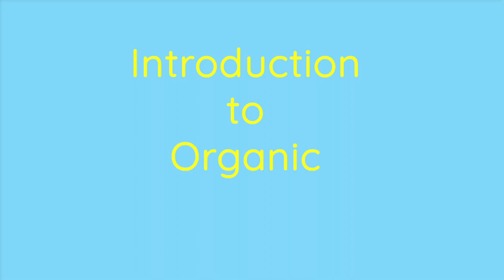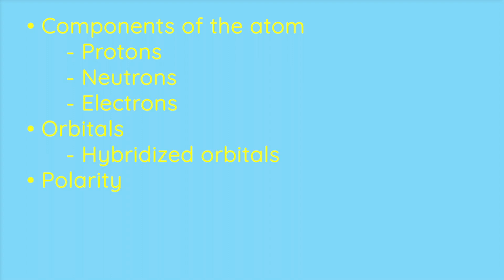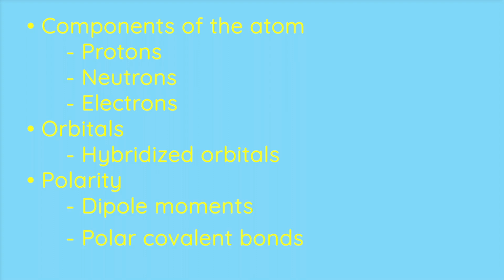To get started with organic chemistry, you'll want to review general chemistry concepts. Some useful concepts to review include the components of the atom, such as the protons, neutrons, electrons, orbitals, including hybridized orbitals, polarity, including dipole moments and polar covalent bonds, and the concepts of acidity like pH and pKa. You should be proficient at drawing and recognizing Lewis structures from general chemistry.